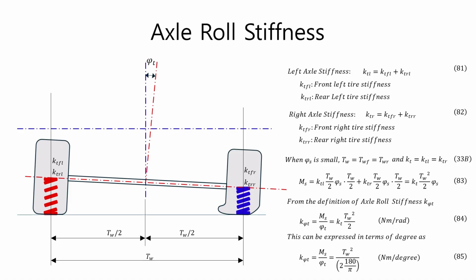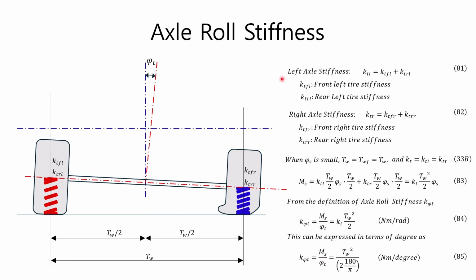Let's learn about axle roll stiffness. Axle roll stiffness is determined by the stiffness of the tire. In general, tire stiffness is much larger than the stiffness of the spring or anti-roll bar. Therefore, in general cases where tire deformation is not large, there is no need to consider axle roll stiffness. In general vehicles, the axle roll angle is between 1 and 2 degrees, which is about 1/8 of the suspension roll angle. However, if the suspension roll stiffness is large, the axle roll stiffness must be considered.